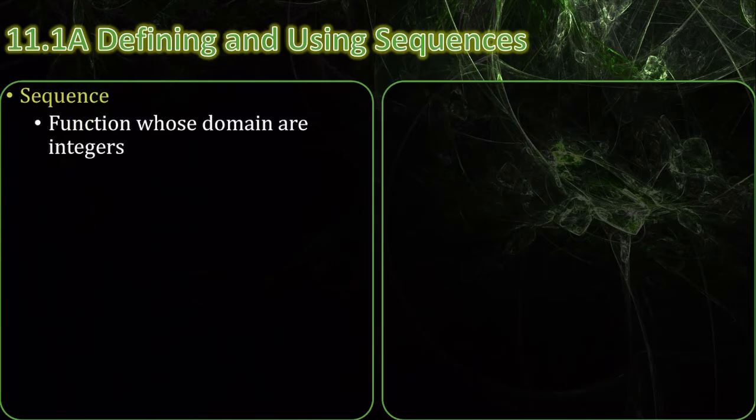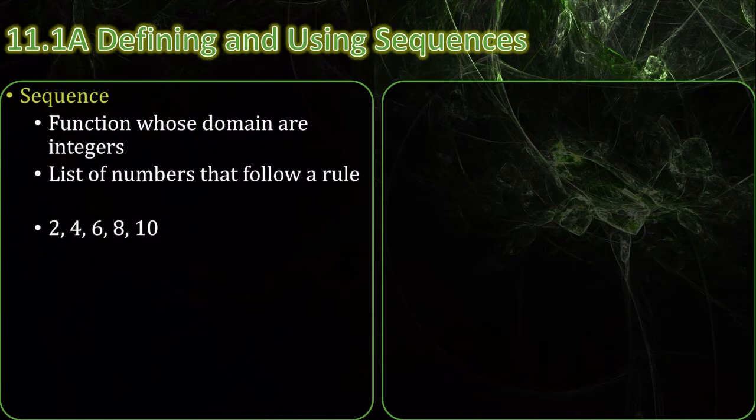A sequence is a function whose domain is integers, so you can only plug in numbers 1, 2, 3, 4, 5, or negative numbers, but no decimals, no fractions. And it gives you a list of numbers that follow some sort of rule. So it's like a function, just no decimals in the inputs. You can have decimals as the output, but not as the input.